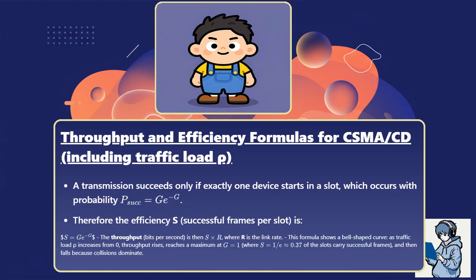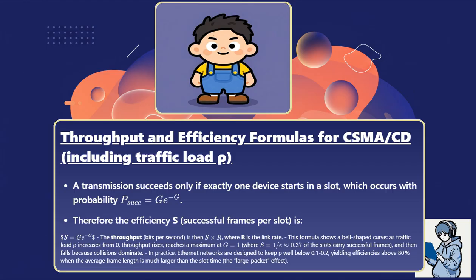This formula shows a bell-shaped curve. As traffic load rho increases from 0, throughput rises, reaches a maximum at G = 1, where S = 1/e, approximately 0.37 of the slots carry successful frames, and then falls because collisions dominate.